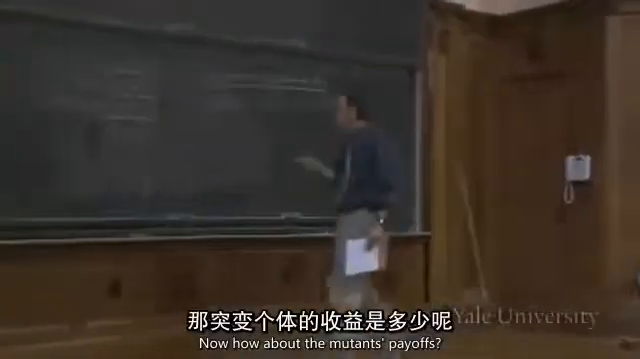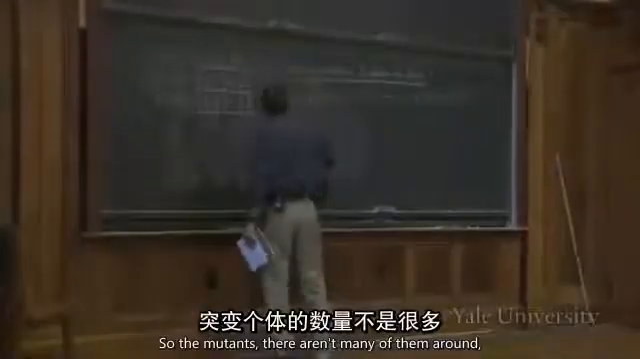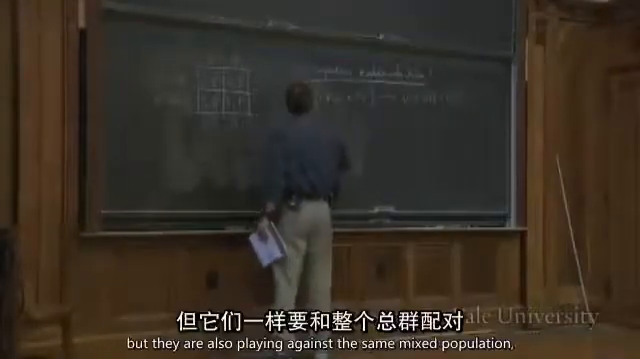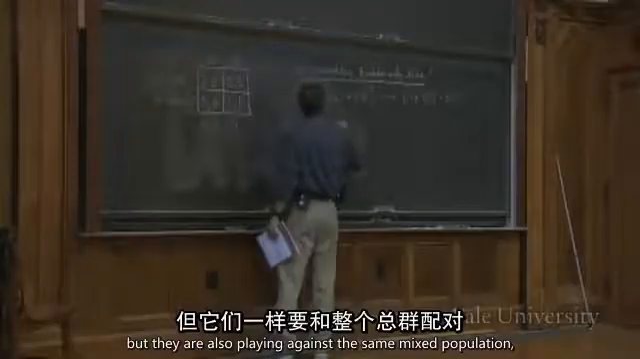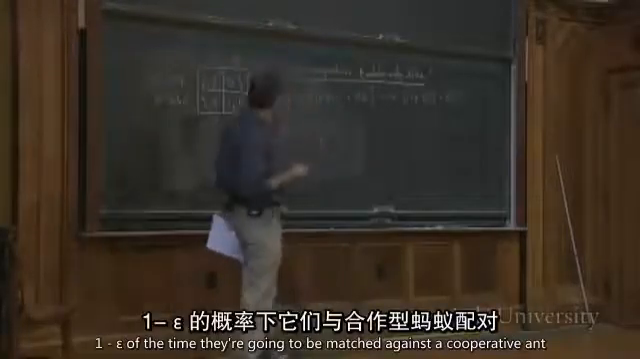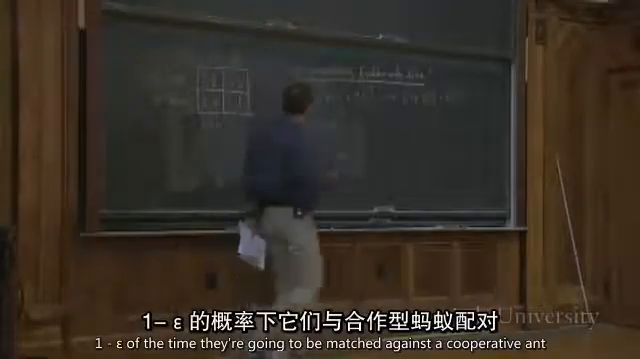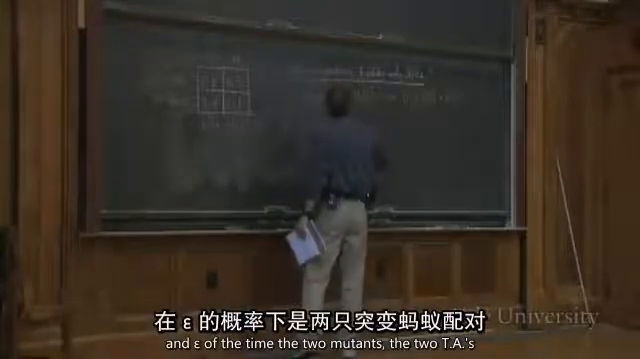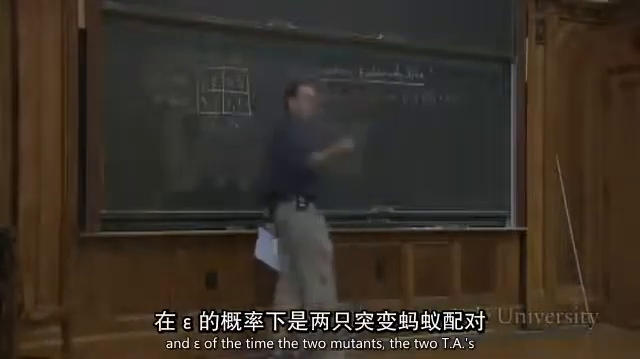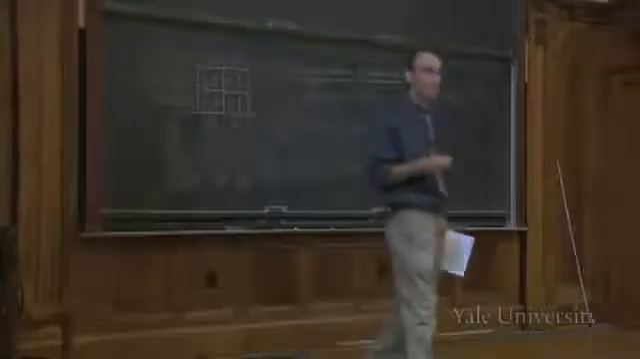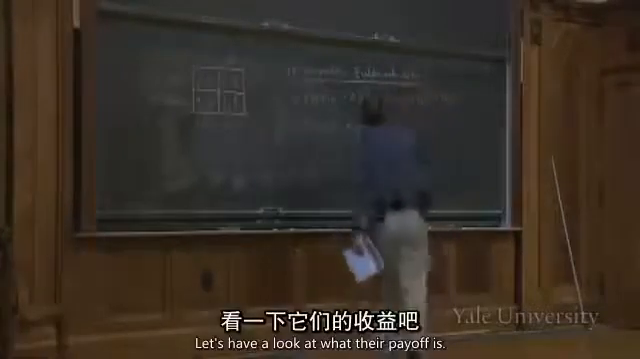So that's their average payoff. Now how about the mutants' payoffs? The mutants, there aren't many of them around, but they are also playing against the same mixed population. 1 minus epsilon of the time, they're going to be matched against a cooperative ant, and epsilon of the time, the two mutants, the two TAs, are going to play off against each other. All right? Let's have a look at what their payoff is.